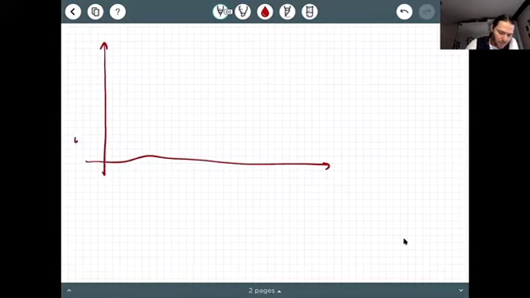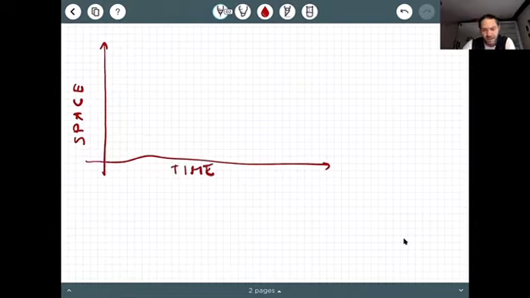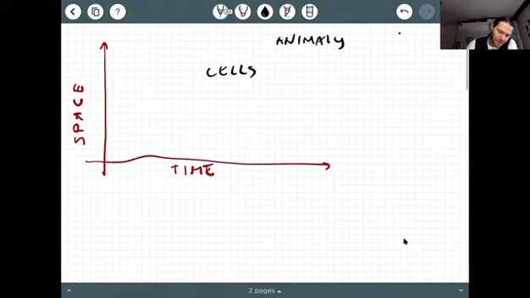Remember, we considered a plane where we pictorially represented the space or length scales on the y-axis and time scales on the x-axis. And on this plane, we have put different biologically relevant entities, including animals, cells, all the way down to microscopic objects such as atoms. And so where are macromolecules?